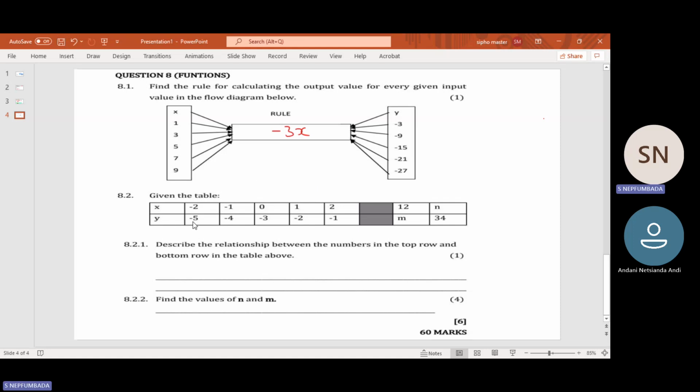They say, given the table, here we've got a table. Describe the relationship between the number in the top row and the bottom row in the table above. The relationship from -2 to -5 is what? To get our y, we subtract 2. We're going to say y equals x minus 3.